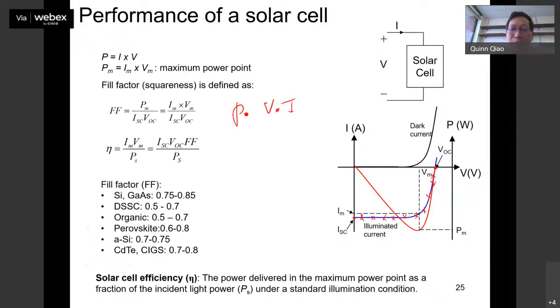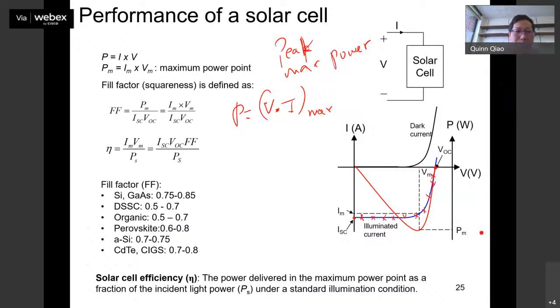When you multiply this V times I, you get what? You get power, right? Since each position has different V and different I, their product, their multiplication, is different, right? Since their product is different, you find the maximum product. When we multiply I and V and get the maximum, you call that P max, peak power, or maximum power, okay? That's the power you output from your solar panels, right?